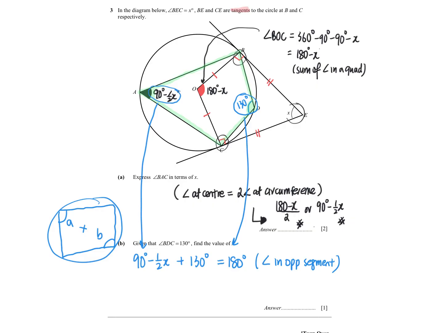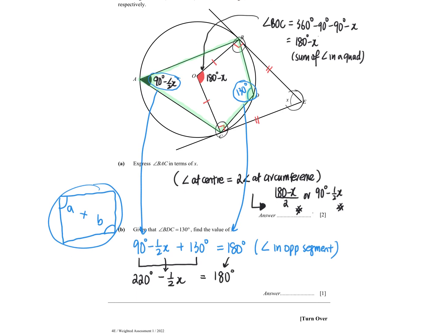So this is 220. So if I subtract 180, this is 40. Step by step. This one, 90 minus half x, plus 130. These two, you press the calculator, you get 220. This one I copy down. So half x is 40.